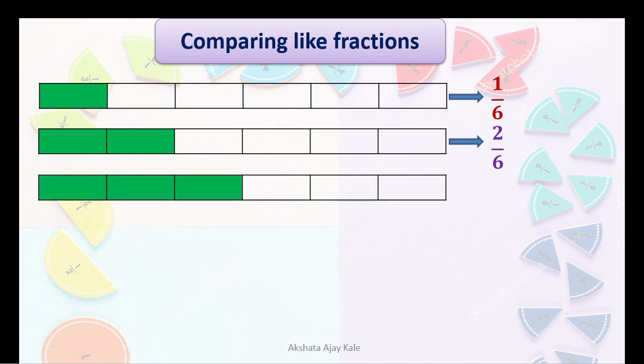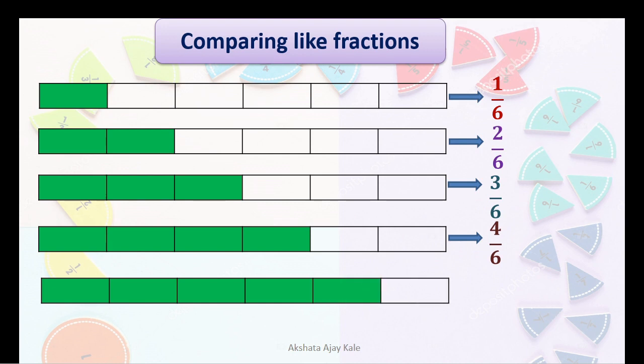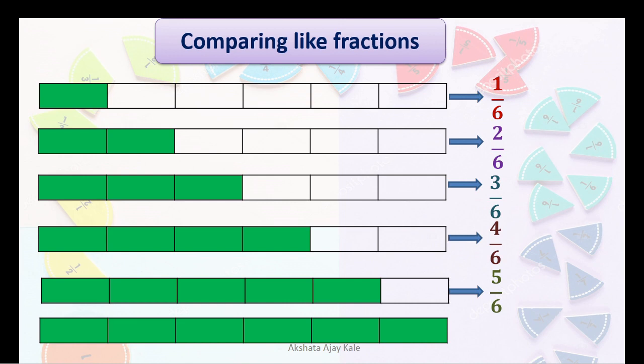Okay. Next one. Same 6 parts are there. Out of them 3 parts are shaded. We will compare all these. Okay. Next again 6 parts. Out of them 4 parts are colored. So 4 upon 6. In the next one, again 6 parts are there. Out of them 5 parts are colored. Right? Next one, 6 parts are there and all the 6 parts are colored. Got this, children?